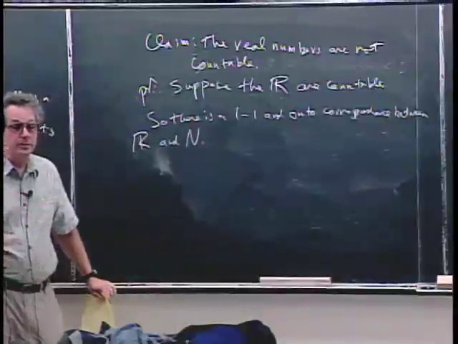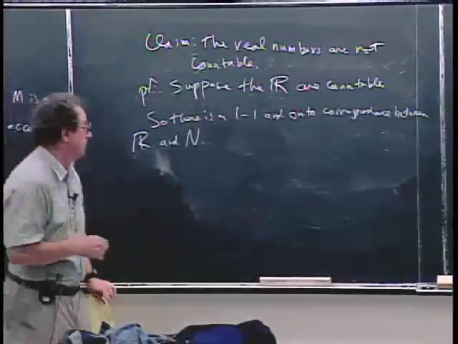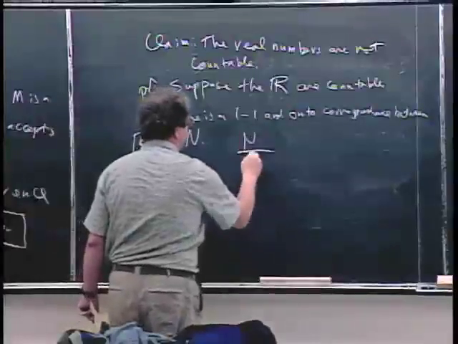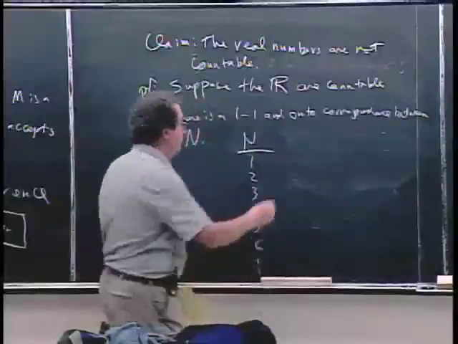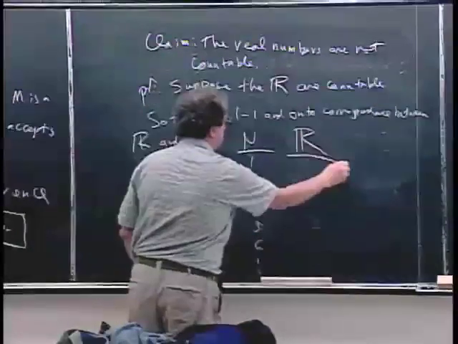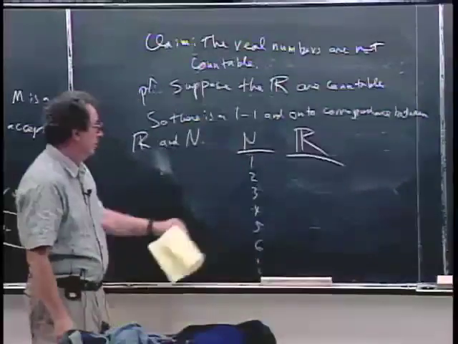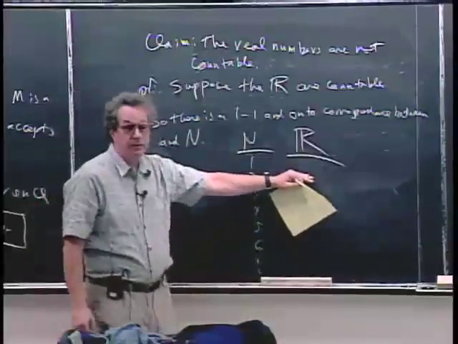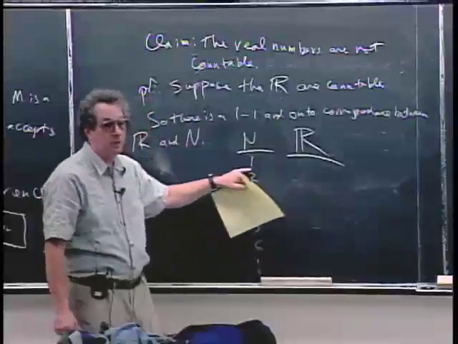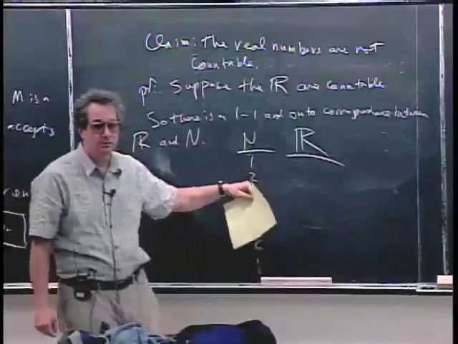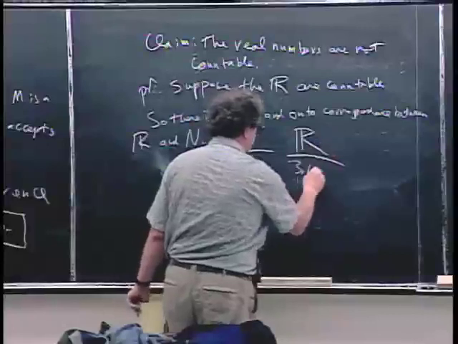Imagine that there's a table that shows exactly what that one-to-one and onto correspondence is. So here are the natural numbers, 1, 2, 3, 4, 5, 6. They go forever. And here's the corresponding real number in the claimed one-to-one and onto correspondence. There's some number that's mapped to number 1. What is that? Well, we don't know. But just for illustration, I'll make one up.